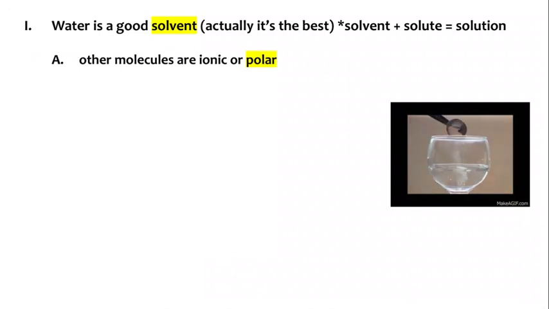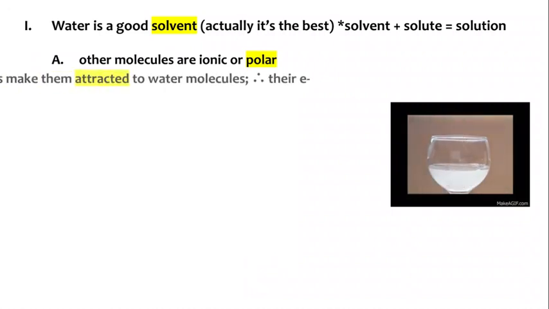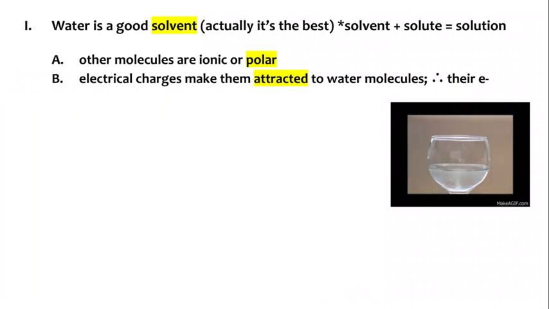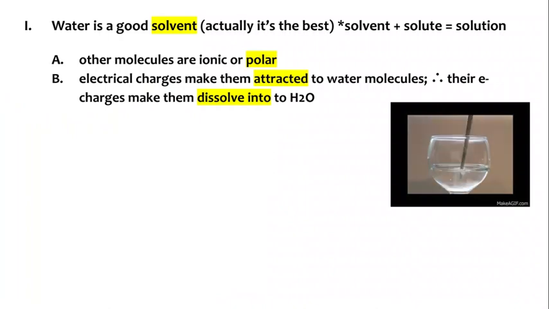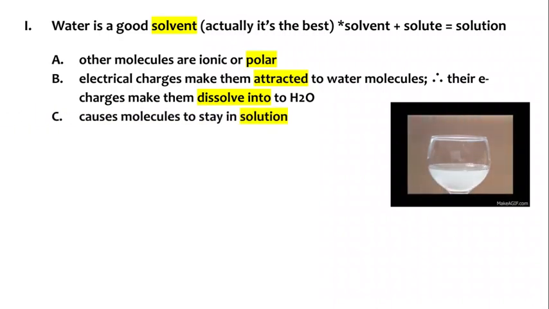Other molecules are ionic or polar, and they have electrical charges which make them attracted to water. Therefore, their electrical charges cause them to dissolve in water. So those electrical charges will actually pull those ionic compounds apart, like the salt, for instance. It's going to separate the sodium from the chloride and keep it dissolved in solution. It causes molecules to stay in solution.